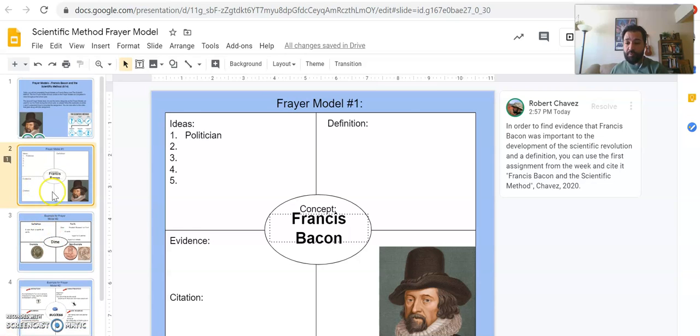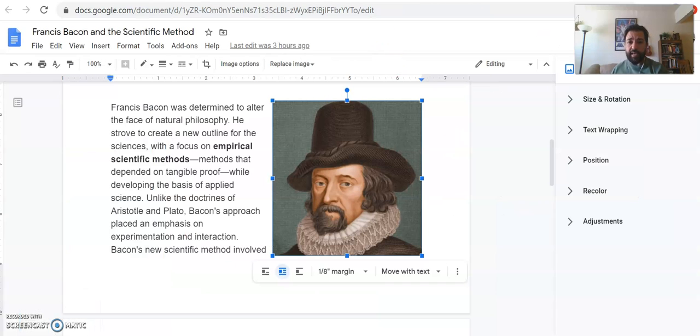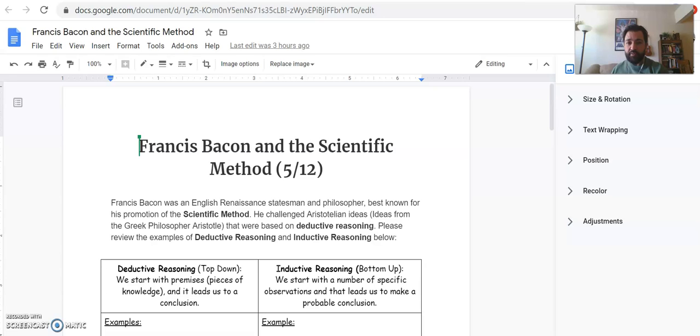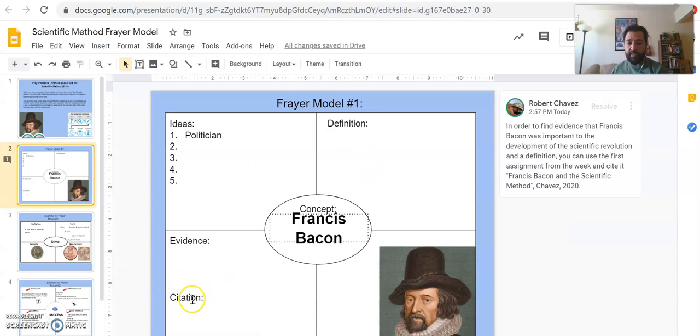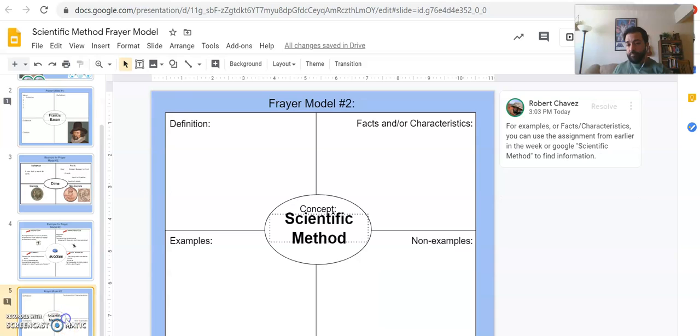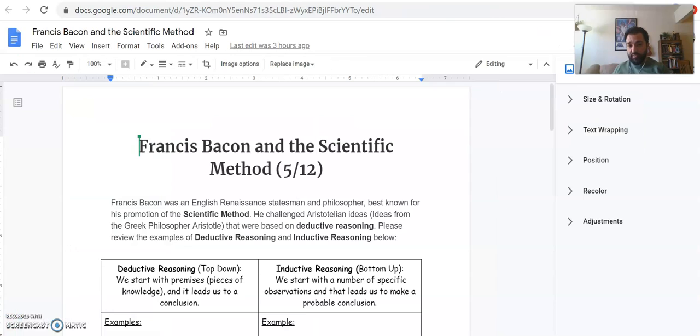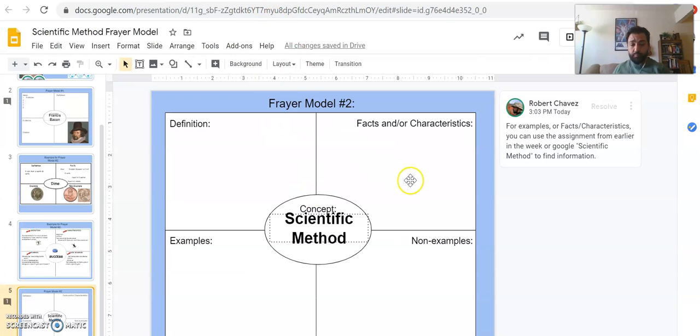Okay, guys, just to repeat myself here, you're going to complete this one using this assignment. Pull information from here to write in the definition and the evidence, and you want to cite it the way it says here, Francis Bacon and the Scientific Method, Chavez 2020. And then for your second Frayer model, you're going to look up facts or characteristics. Again, you can use this assignment if you'd like as your reference, or you can Google it. Then you're going to Google examples of the scientific method and non-examples of the scientific method. You might want to use Google for a definition as well.